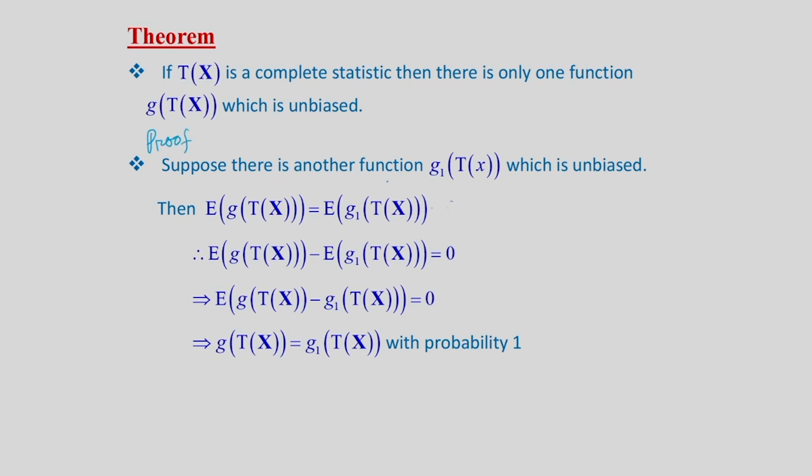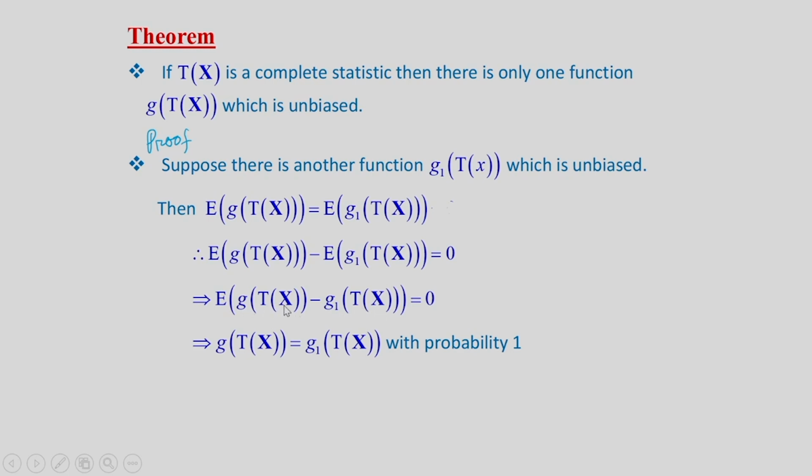Suppose there is another function g1(T(x)) which is unbiased. So, already g(T(x)) is unbiased. Then E of g(T(x)) must be equal to E of g1(T(x)). Therefore, if I take E of g1(T(x)) to the left hand side, I will get E of g(T(x)) minus E of g1(T(x)) must be equal to 0. And we can take E outside: E of g(T(x)) minus g1(T(x)) must be equal to 0.